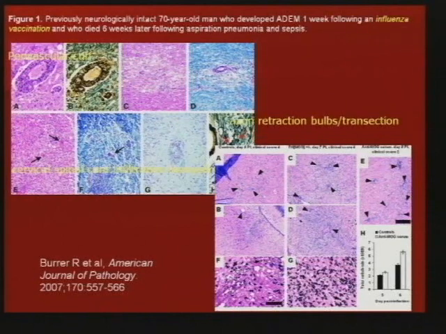And this is a case, actually, the top case here is from a human, a man who is 70 years old. He got an immunization against influenza. And then he developed this disease and died of aspiration pneumonia and infection. He didn't die specifically of ADEM. Did you have a question? No. Okay. And this was his autopsy. So these were the findings that they found after he died, and they examined the brain.